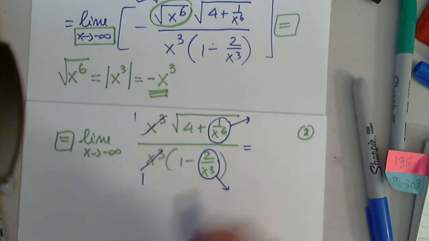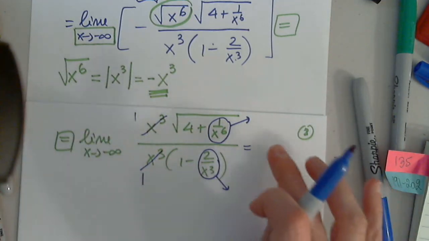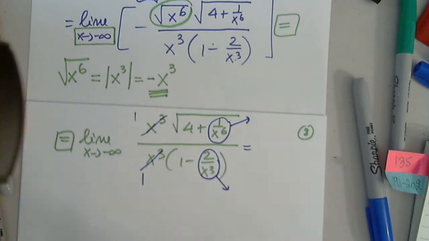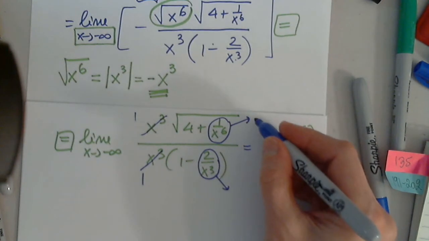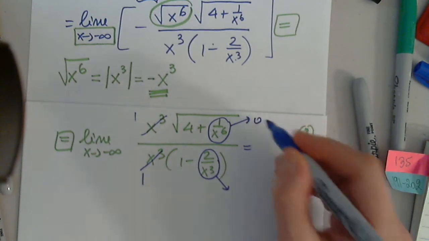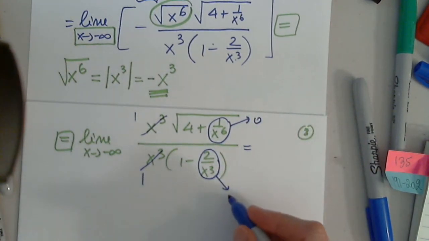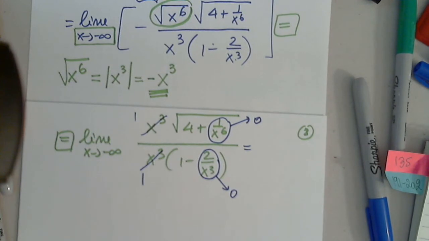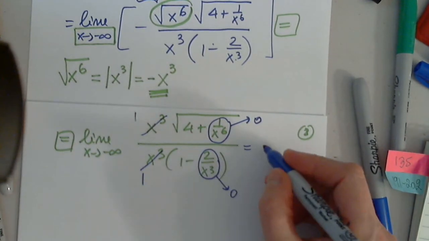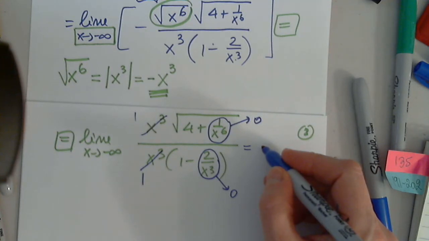And where this is going. And now the limit operator goes away because I'm applying it. By showing this, I'm applying the limit operator. Where is this going? 0. Perfect. Where is this going? Also 0. Good. And the limit finally is? Square root of 4, over 1. Which is? 2.